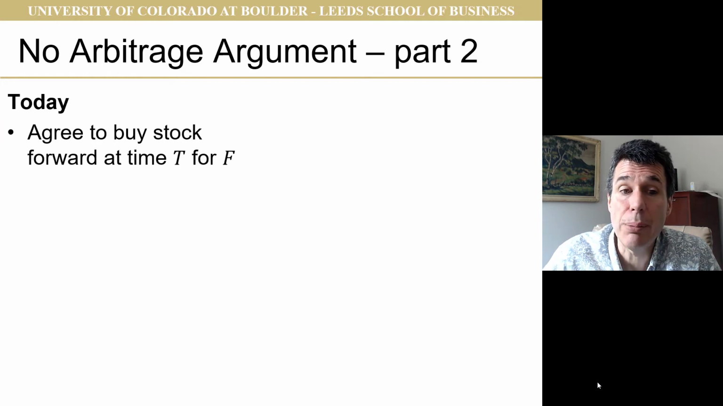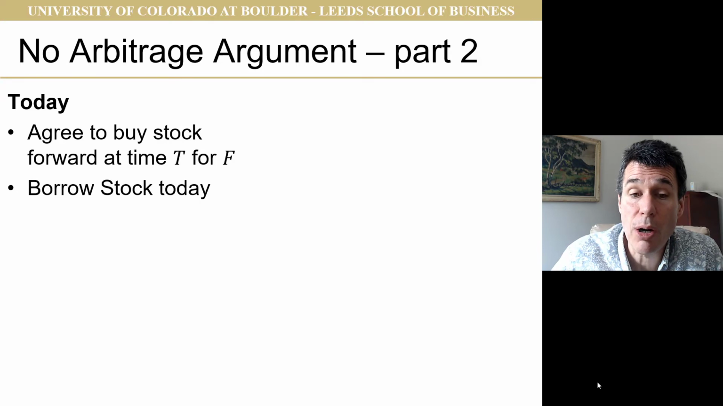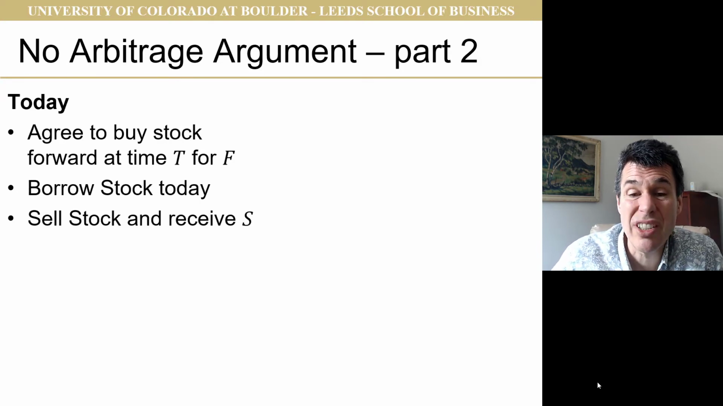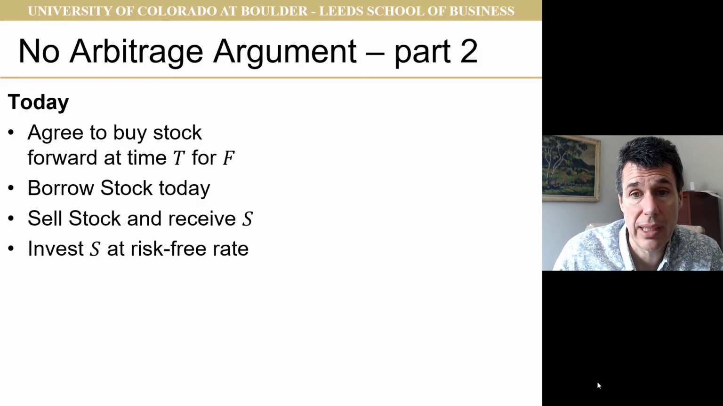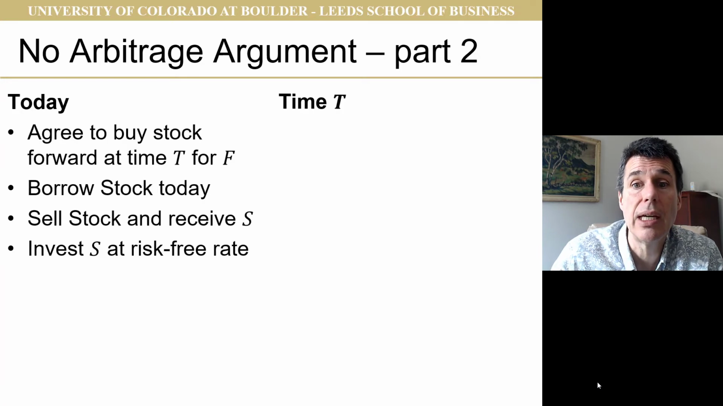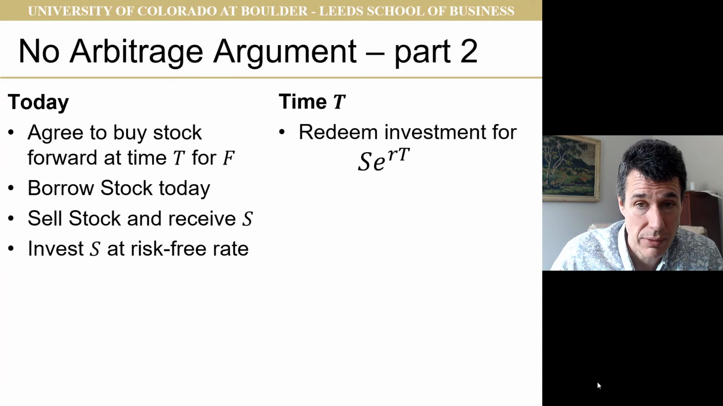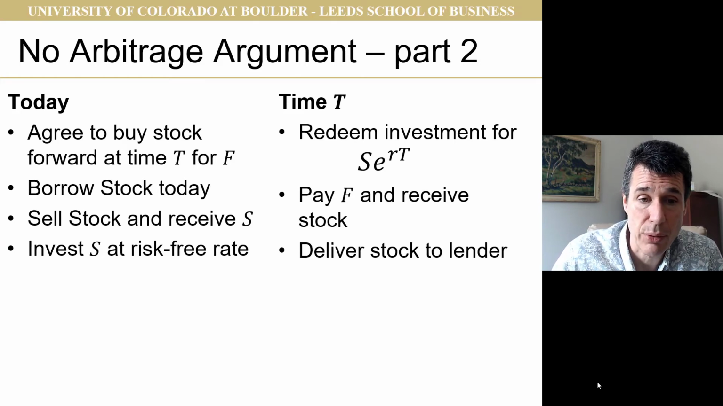Today, we agree to buy the stock at time T for F. We're going to borrow the stock today. We're going to sell it and receive S, whatever the stock price is, and we're going to invest that money at the risk-free rate. Now we wait. We get to time T. Again, nothing's allowed to happen between now and time T. We redeem our investment for S e to the RT. We pay F and receive the stock, and we return the stock back to the lender, whomever lent us the stock in the first place.